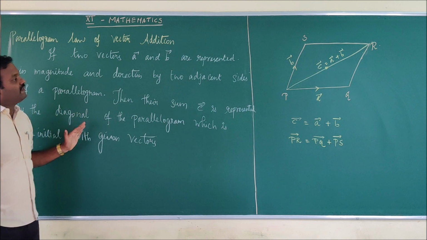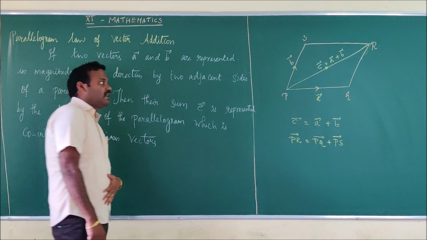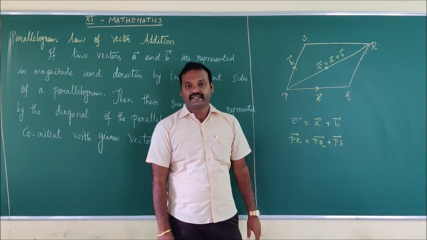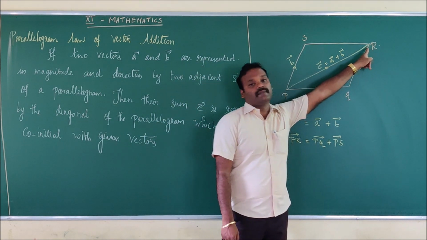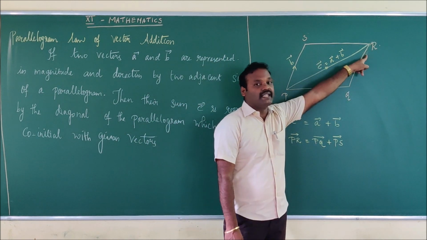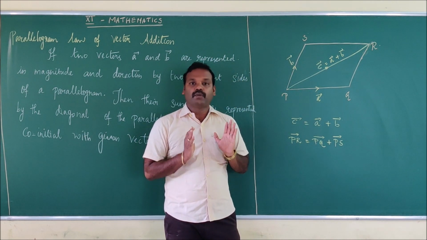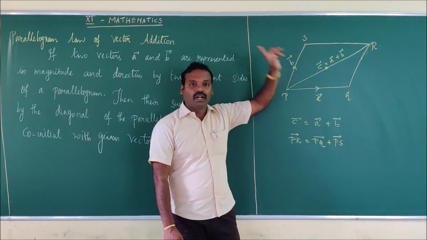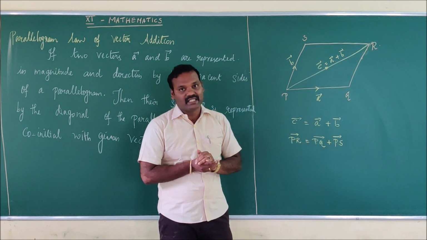So one may take this definition that you have to fix the two adjacent sides. Whatever may be the adjacent sides, you can take PQ and PS as the adjacent sides. Or otherwise you can take PQ and QR as adjacent sides. Whatever is convenient for you, you can take. I have taken the adjacent sides as PQ and PS. One may take the adjacent sides as PQ and QR. No problem in it.